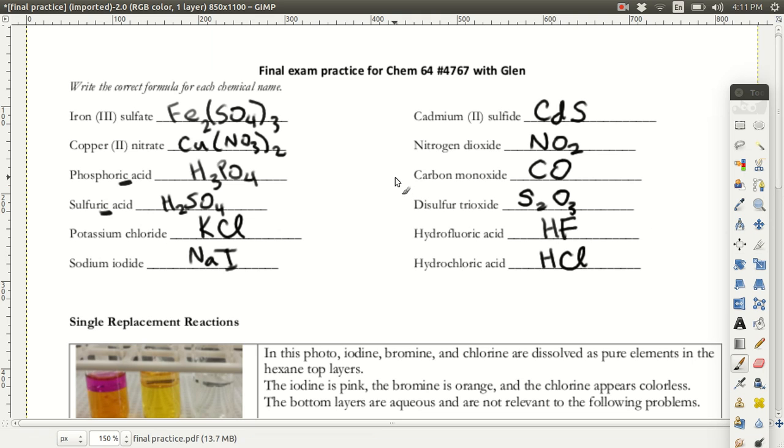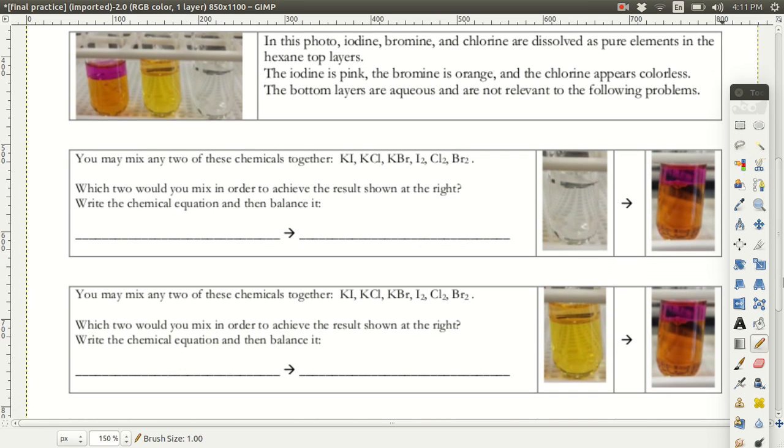Now what about these single replacement reactions here? So this is the iodine, that's pink. That's the iodine. And this is the bromine. It's orange. This is the chlorine. For us, it was colorless. Actually, I think chlorine is supposed to be green, but we didn't have enough chlorine, so you couldn't see it. Anyways, any two of these chemicals.